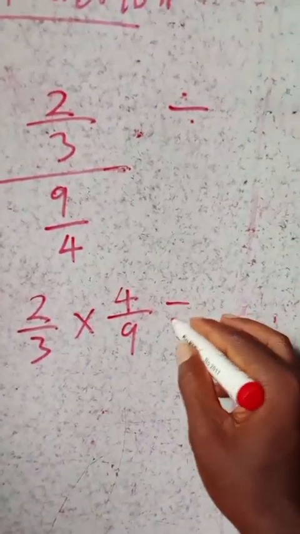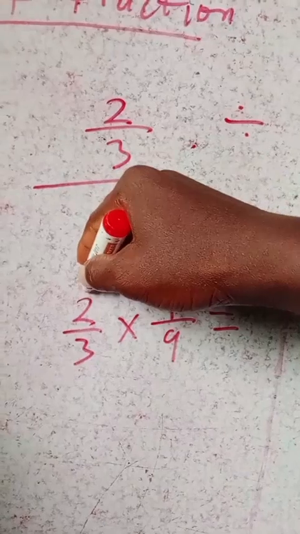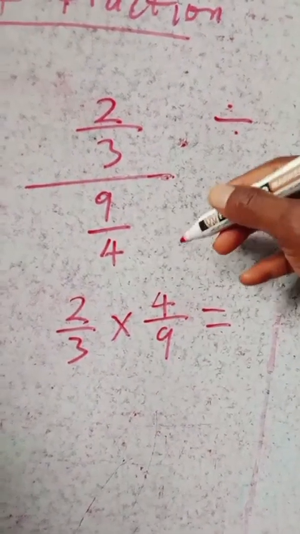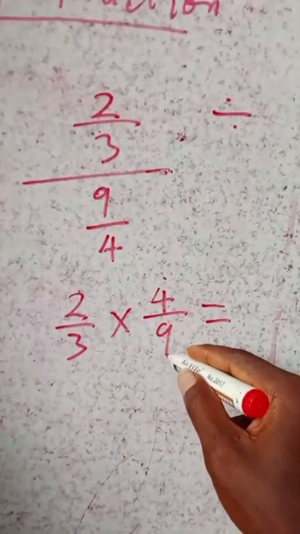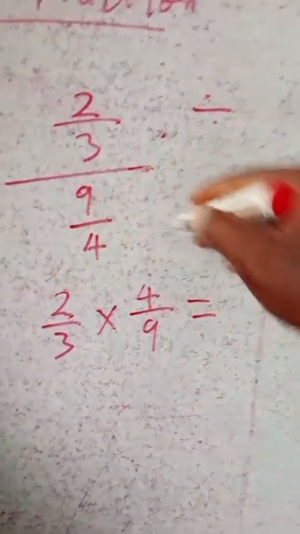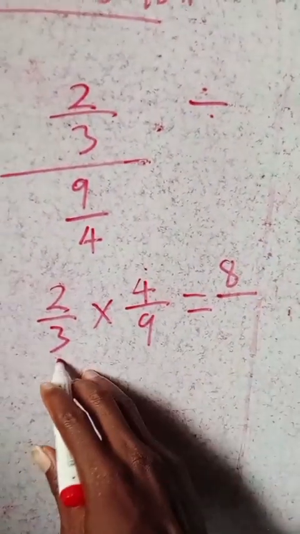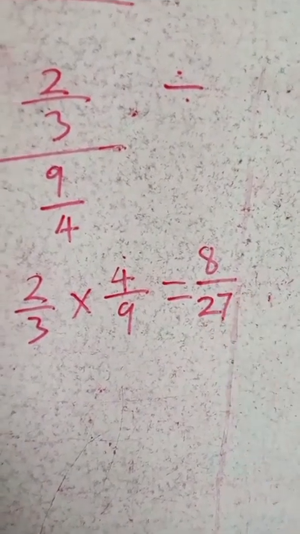At this point, can you simplify up and down? Is there any factor that can go up and down? I think no factor. So you just multiply numerator to numerator, denominator to denominator. So 2 times 4 is 8, all over 3 times 9, which is 27.